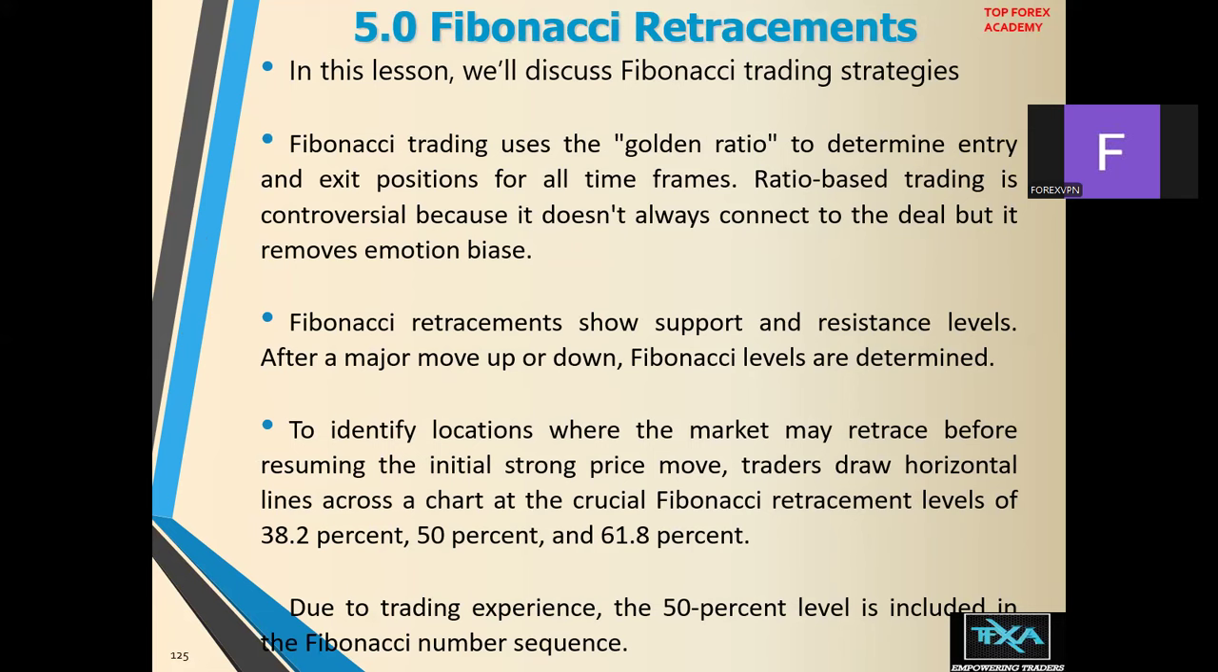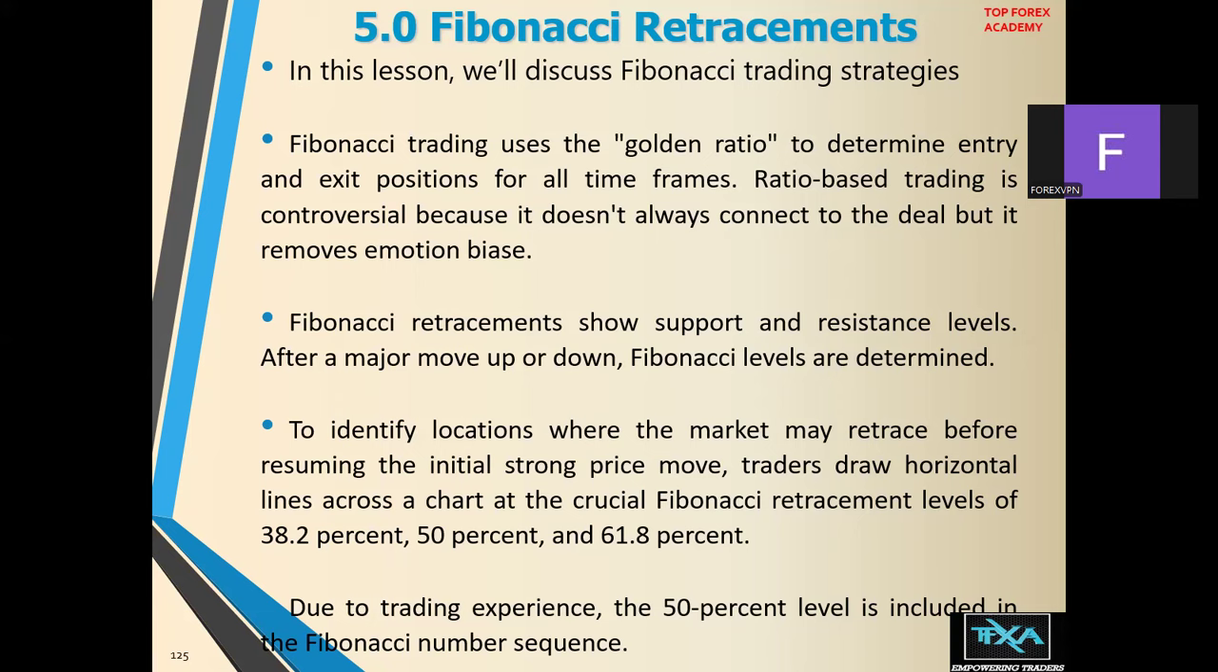Fibonacci trading uses the golden ratio to determine entry and exit points for all time frames. It is commonly used on lower time frames like 1 hour, 45 minutes, and 30 minutes time frames. But intraday, day trade, and swing traders can also use it in higher time frames to up their gain. Ratio-based trading is controversial because it does not always connect to the deal, but it removes emotional bias.